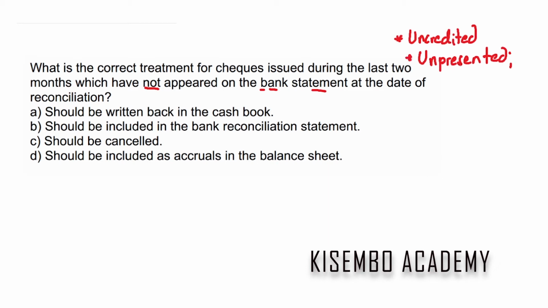Uncredited checks and unpresented checks are handled in the bank reconciliation statement. This is where they are handled. So let's see. A: should be written back in the cash book? No. B: should be included in the bank reconciliation statement? Yes. So the answer is B.